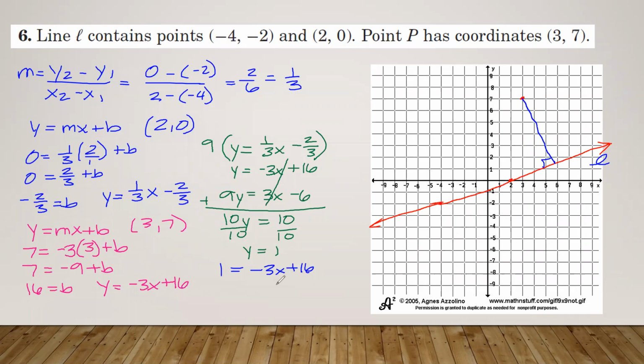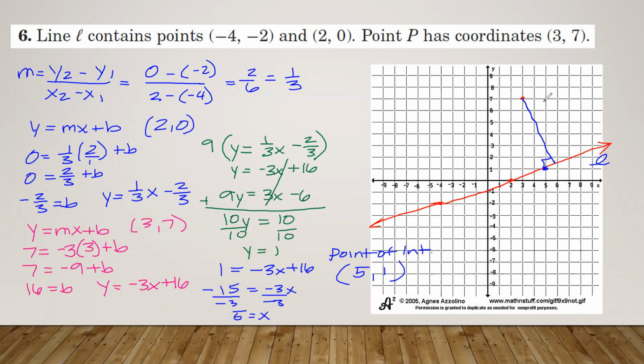And that's our point of intersection, okay? So subtract 16 from both sides, and I end up getting -15 equals -3x. Divide both sides by -3, and I have 5 is equal to x. So now I know my point of intersection is 5, 1. Okay, so if you look at our graph here, over 5, up 1.